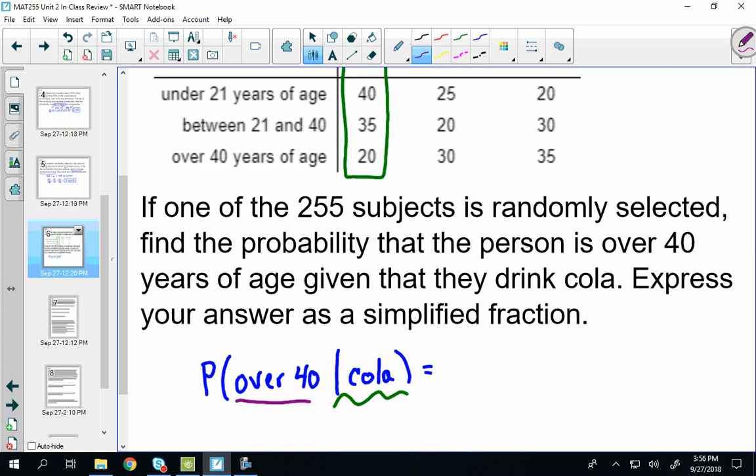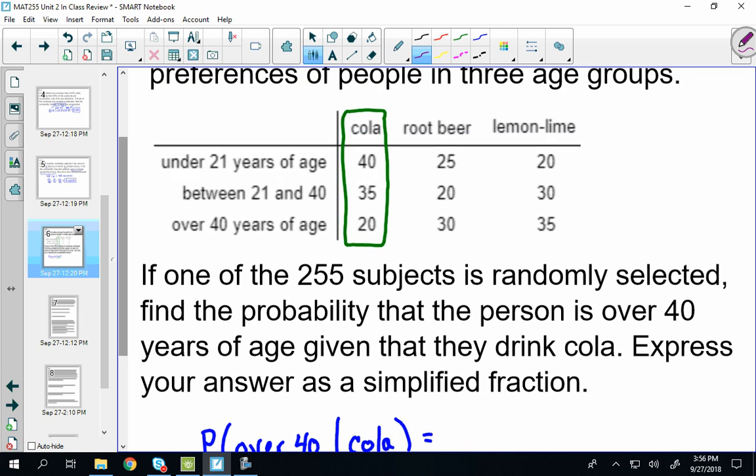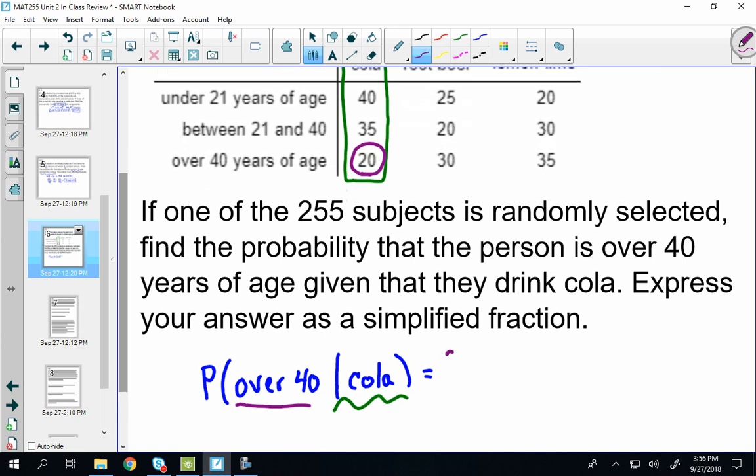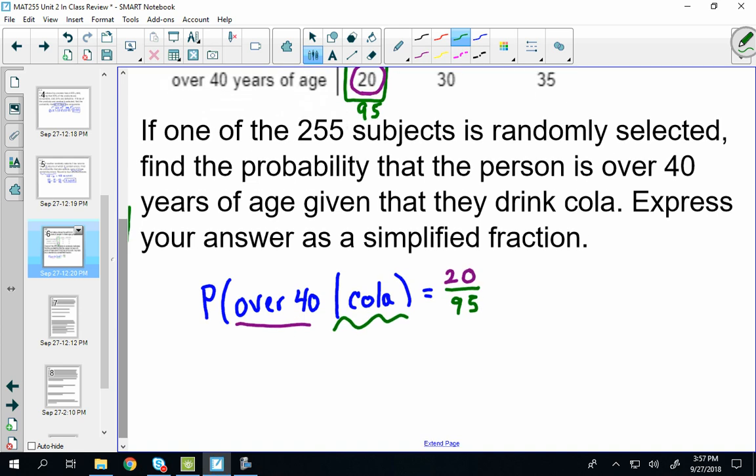Then I look at the over 40 in that column. The over 40 in that column is 20. So my numerator is 20. My denominator is all of the people in the cola column, not the overall. So when I do my 40 plus 35 plus 20, that gives me 95. So I have a fraction 20 over 95, but it's not simplified. I can divide both of these by 5, so my simplified fraction is 4 out of 19.